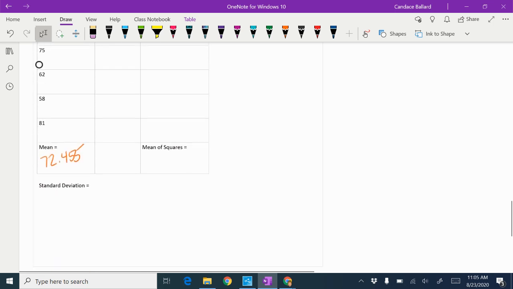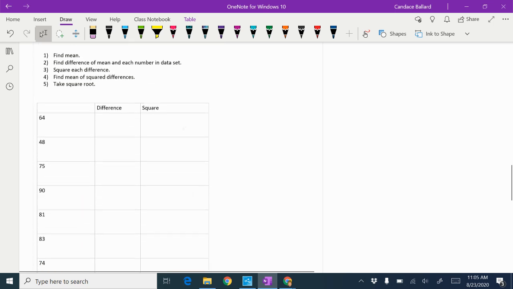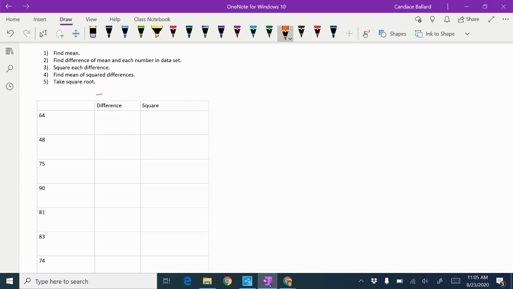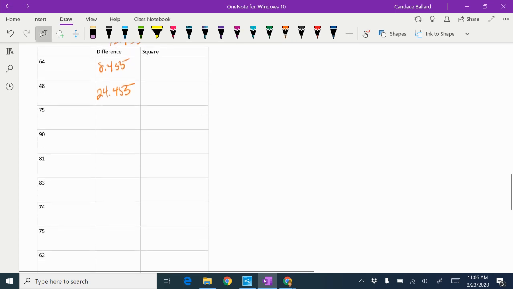So now I need to find the difference between this number and all of these numbers. Basically what I'm doing here is I'm subtracting 72.455 from all of these numbers. So when I do that with 6, I get negative 66.455. And with 48, negative 24.455. And this is going to be ugly because I'm doing 11 numbers, but I'm doing an exact sample of what you're going to have to do for homework tonight.